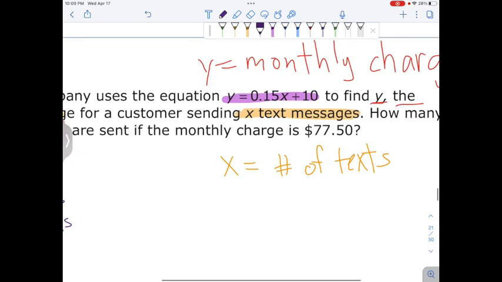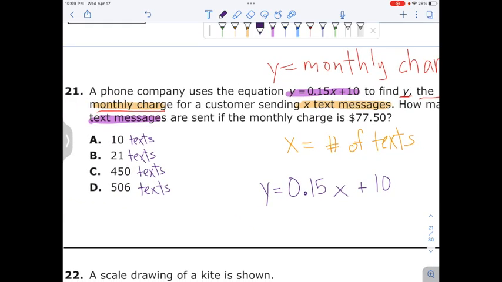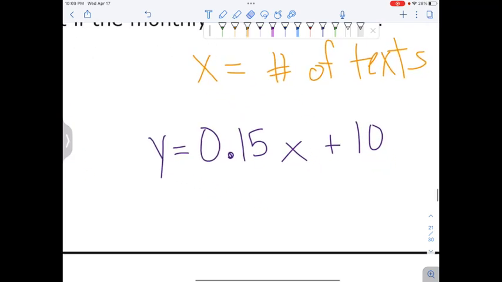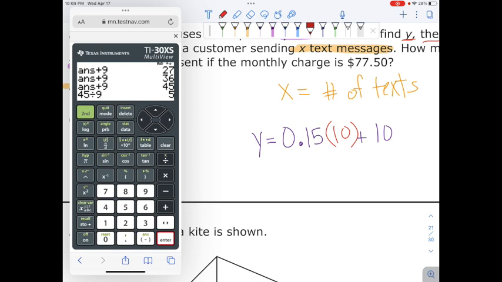Or 506 texts. We are going to try out this equation. Y equals 0.15X plus 10. But now, instead of X, because we said X is the number of texts, we're just going to try each of these numbers in the place of X. So A said 10, so I'm going to erase the X and write 10. And then I'm going to put all of that in my calculator.